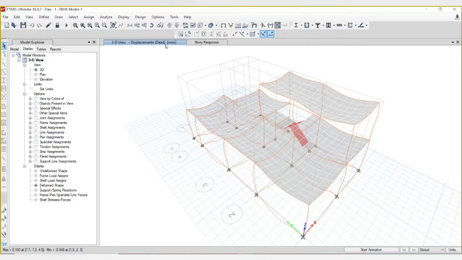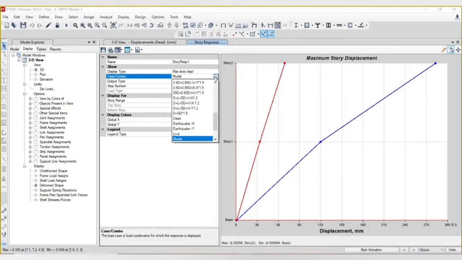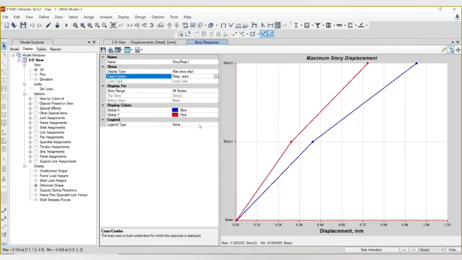Now if you change to live load and the rest of the loads, you can see the difference. We are only interested in maximum and minimum. You can see here this is modal displacement, and all the load combinations are available. For response spectra, we can check the displacement, maximum story displacement. You can see X is blue color and Y is red color.